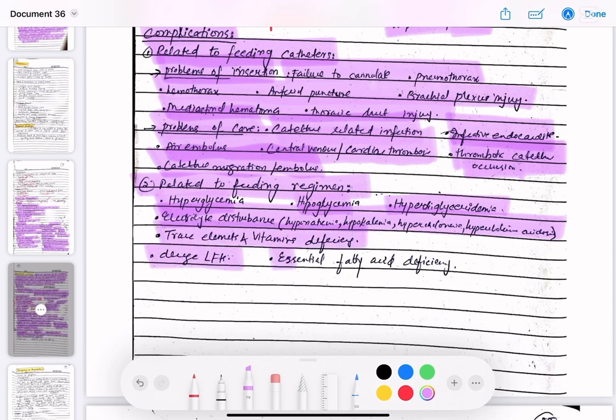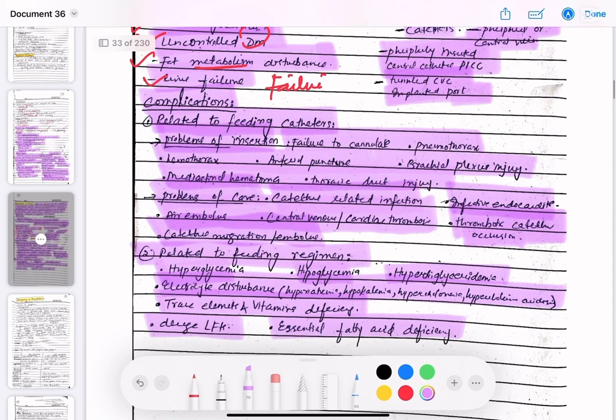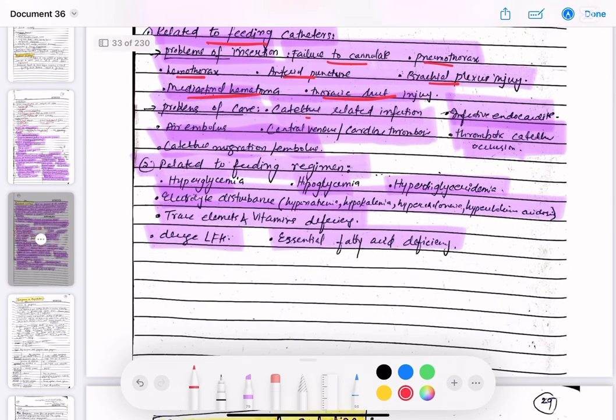So this was about the complications related to feeding catheters: failure to cannulate, pneumothorax, arterial puncture, brachial plexus injury, mediastinal hematoma, and thoracic duct injury. Then there are catheter-related infections, infective endocarditis, embolus, central venous thrombosis, and thrombotic catheter occlusion. Those relating to the feeding regimens are hyperglycemia, hypoglycemia, hypertriglyceridemia, and electrolyte disturbances.